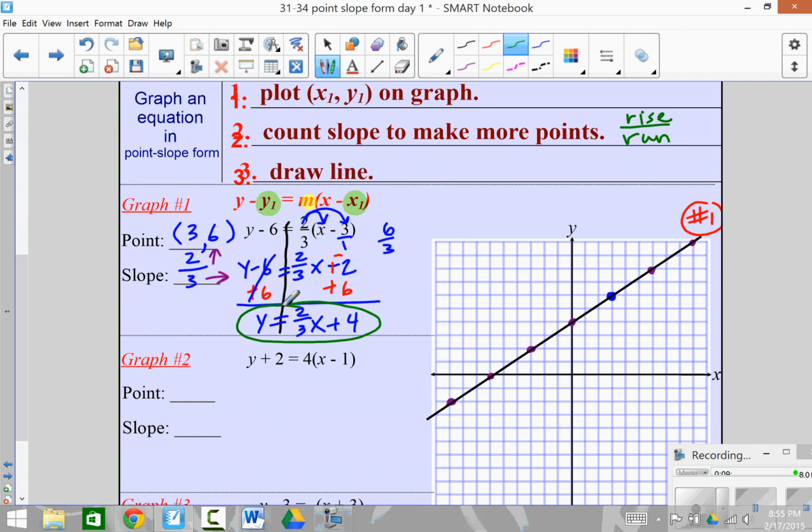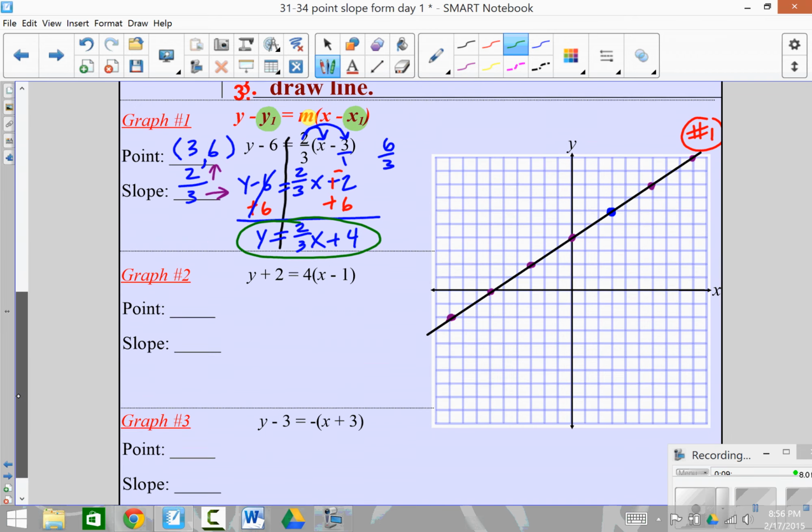Now let's actually see if it matches our graph. Does this graph have a y-intercept of 4? 0, 1, 2, 3, 4. Yes, it does. Does this graph have a slope of 2/3? Because this is mx plus b. Rise 2, run 3. Rise 2, run 3. Yes, it does. So you're going to notice this graph matches the m and b in the equation, and we graphed this from the information we gathered from point-slope form. So very much related, just rewritten.